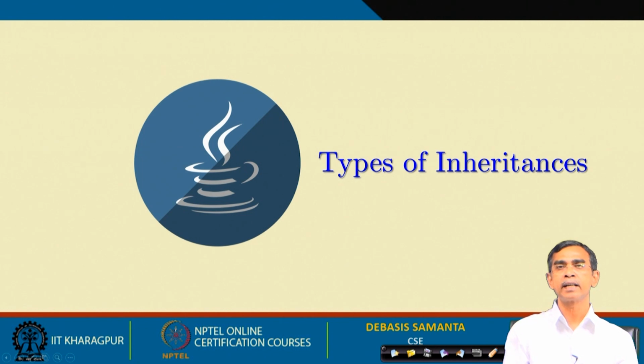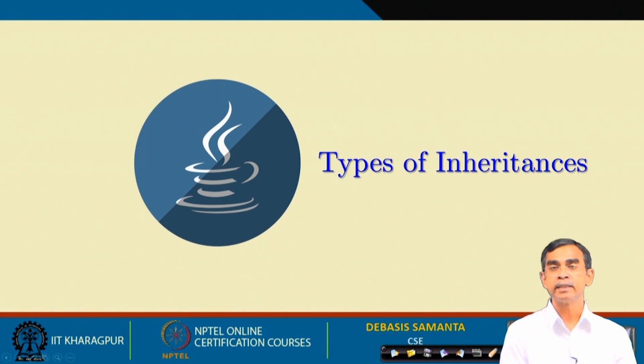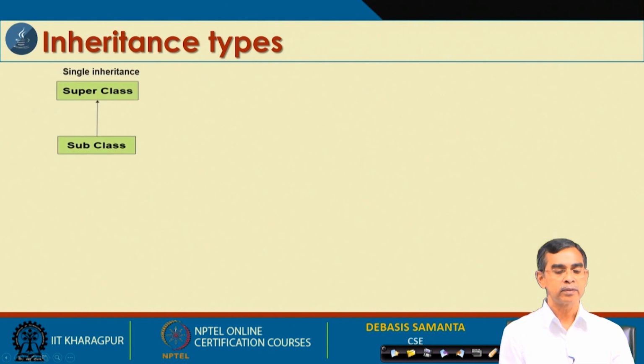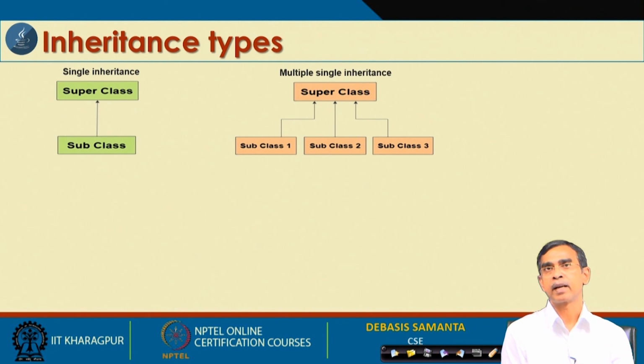Now, we quickly discuss what are the different types of inheritance that are possible in Java programs. This is an example of single inheritance. If we derive a subclass from a superclass, this is a simple inheritance. Other than simple inheritance, more than one class can be derived from the same class, so it is called multiple single inheritance. For example, here subclass 1 is derived from the superclass, subclass 2 is also derived from the superclass, subclass 3.